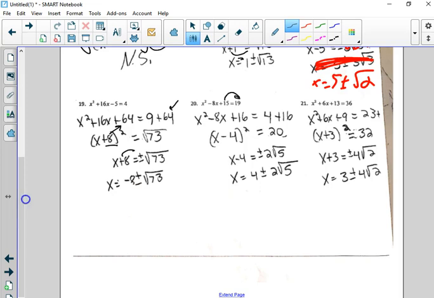Okay, move the 15 over. You get 4. 19 minus 15 is 4. Half of negative 8 is negative 4. Squared is 16, both sides. That's 20. This breaks down to square root of 4, square root of 5. So 2 root 5. Then you move the negative 4 over, it becomes positive.